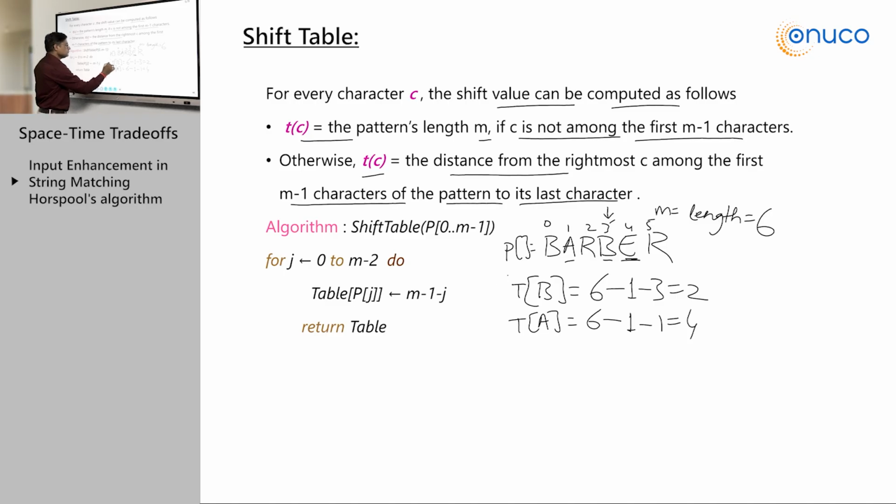Just as I said at the beginning, how to compute these shift values: we are going to perform the shift values based on this formula, m-1 minus j. Remember that j is the position of the pattern characters from left to right.